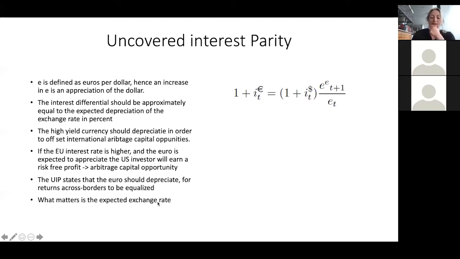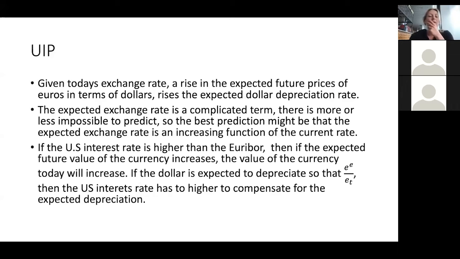But what actually matters a lot is the expected exchange rate. Let's say the euro's interest rate is higher, and if the expected future value of the currency increases, the value of the currency today will probably increase. So if the dollar is expected to depreciate, so that this term will be smaller, then the US interest rate has to be higher to compensate for this expected depreciation. But the expected exchange rate is, of course, a complicated term. It's hard to predict what direction it will go in.